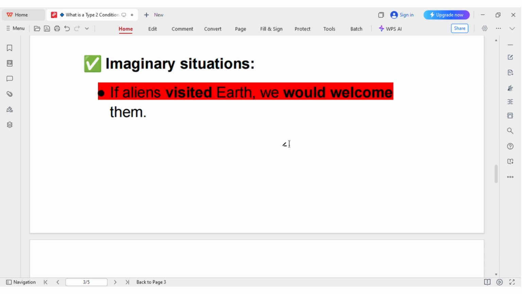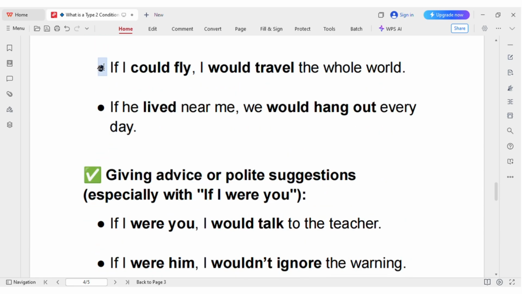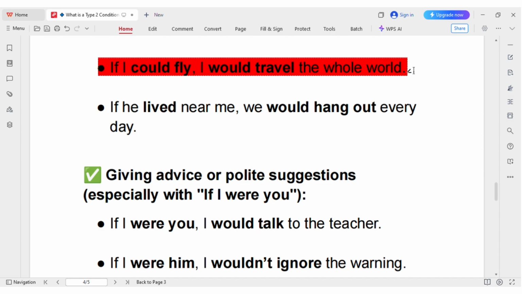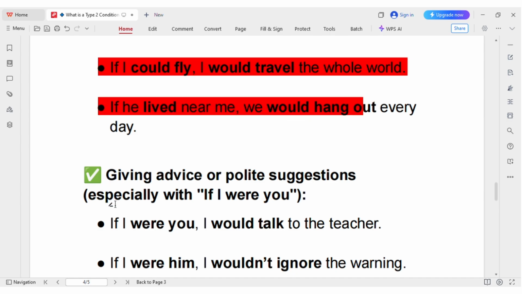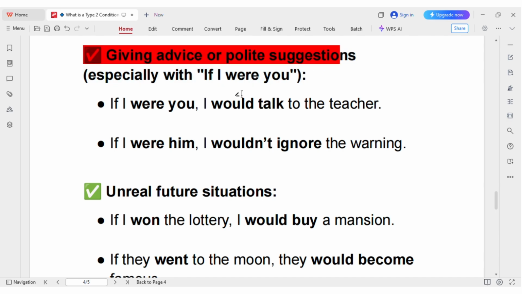If aliens visited Earth, we would welcome them. If I could fly, I would travel the whole world. If you lived near me, we would hang out every day. Now the more suggestion is here where we have to use second conditional sentence is giving advice or polite suggestions, especially with if I were you. Okay. So examples are here.